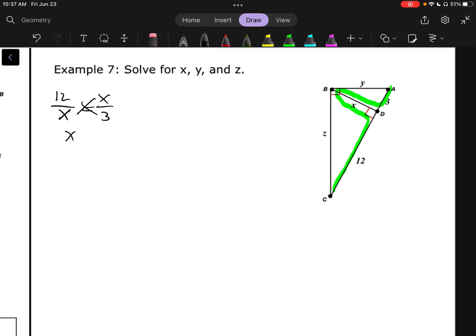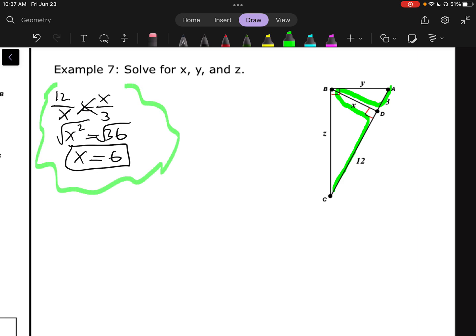We cross multiply, x times x is x squared. 3 times 12 is 36. Square root of both sides. 36 is a perfect square, so we get that x is 6. Now I'll kind of put that in some green so I know that was how I solved for that one. Now, one of these legs here, let's try to find y.